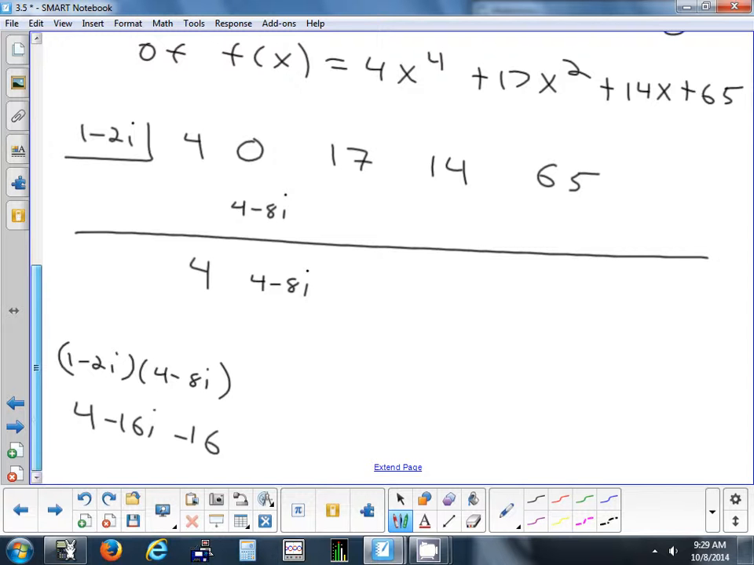Okay, so when I FOIL that out, I'm going to get 4 minus 16 is negative 12 minus 16i. If you need to do it out step by step, that's fine. But for the purpose of synthetic division, I just want to show you the remainder should be 0. So we get negative 12 minus 16i. Now add it up with the column above it. What's 17 take away 12? Yeah, 5.